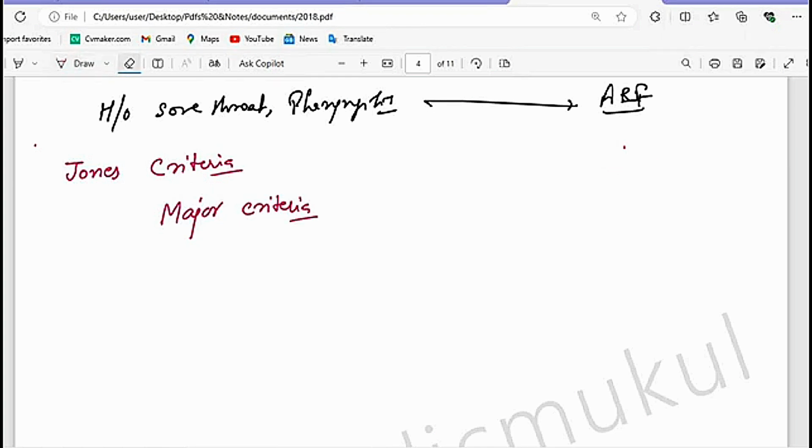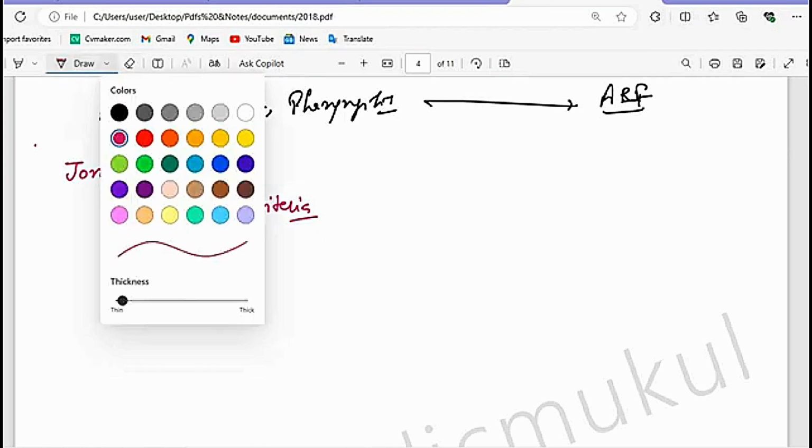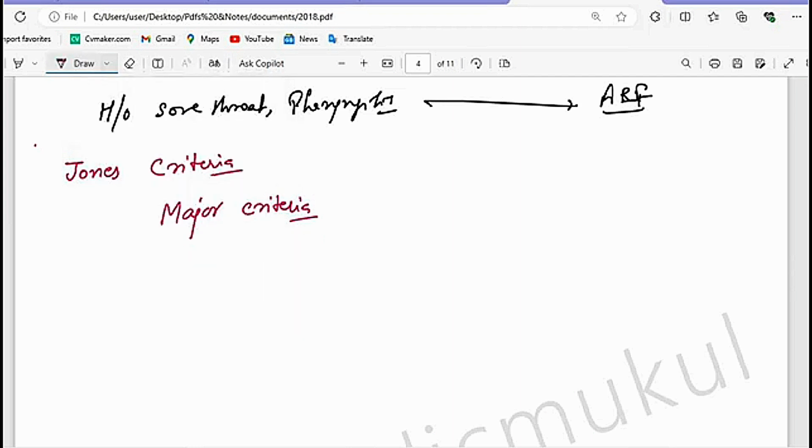In the major criteria, there is a high prevalence area and a low prevalence area. Usually we consider everything as high prevalence area, but there are some areas with low prevalence. High prevalence areas are those like, for example, India, where rheumatic fever is highly prevalent.